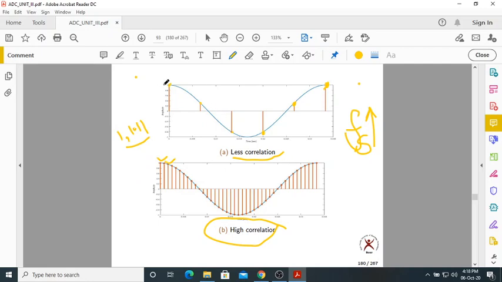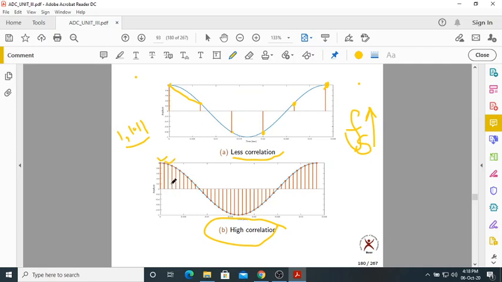Why? Because the difference between these two samples is much smaller than the difference between these two samples. So in this scenario, the neighboring samples would have a very high amount of similarity. Now, we exploit this opportunity. Instead of quantizing and encoding each and every sample, what do we do? We quantize the difference between these two neighboring samples.